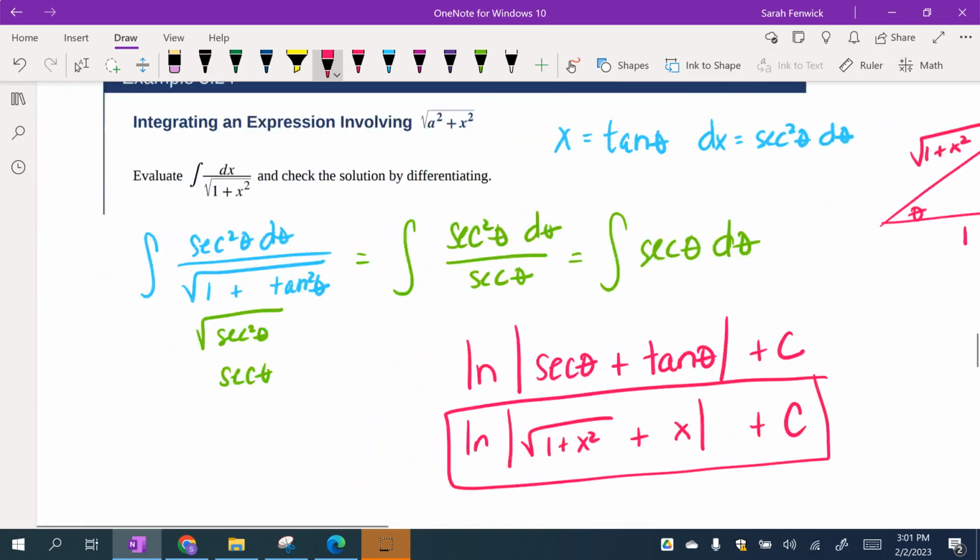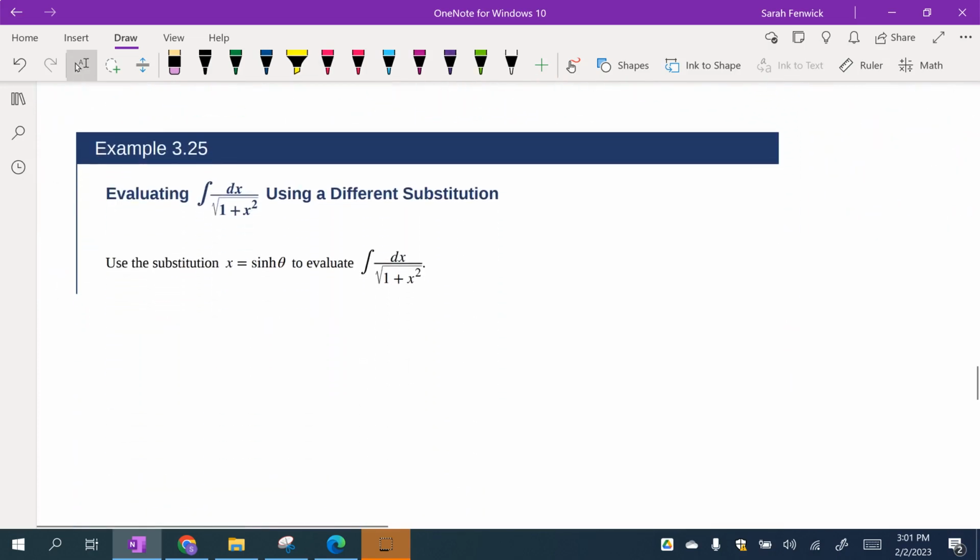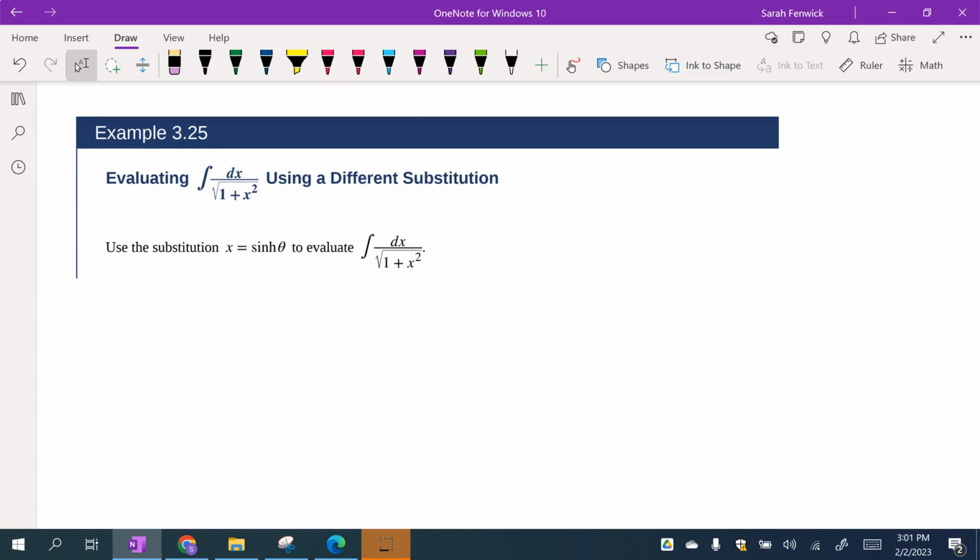Okay? Next one. Using a different substitution. I don't love different substitutions. I like the substitution we already used. But I am going to show you this one just because they do have it here. Obviously a reason for it. So they want us to specifically use x equals hyperbolic sine of theta. So if x is sinh theta, dx is cosh theta d theta.